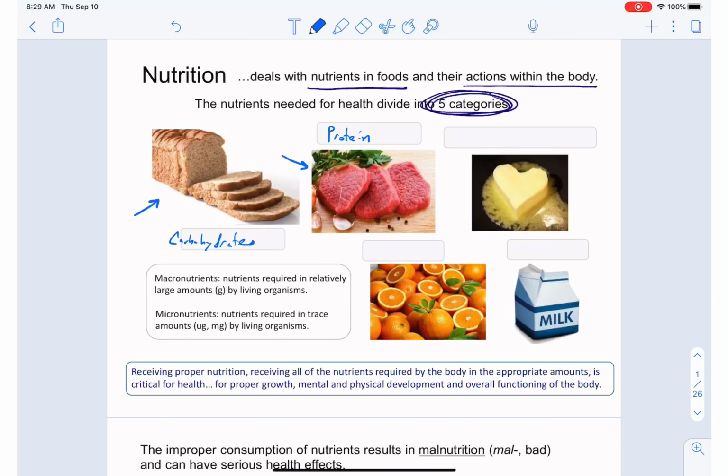What about this stick of butter? Well, butter falls into a category of nutrients called lipids, and there's 2 types of lipids. There's saturated fats and unsaturated fats, and butter is categorized as a saturated fat.